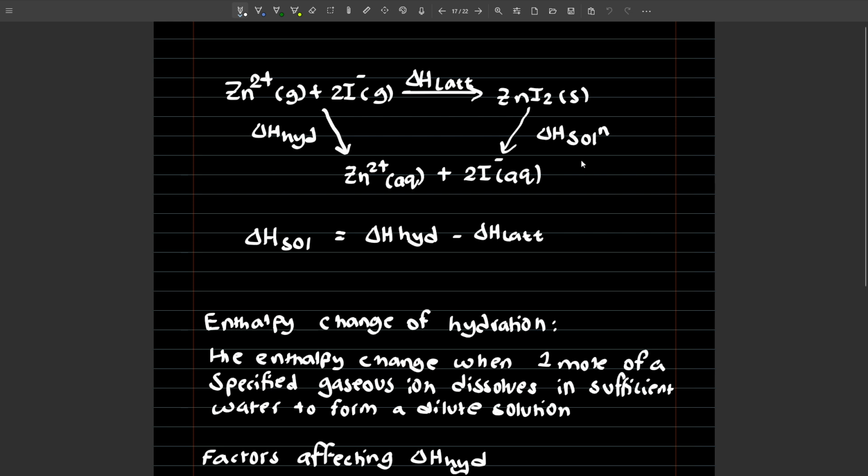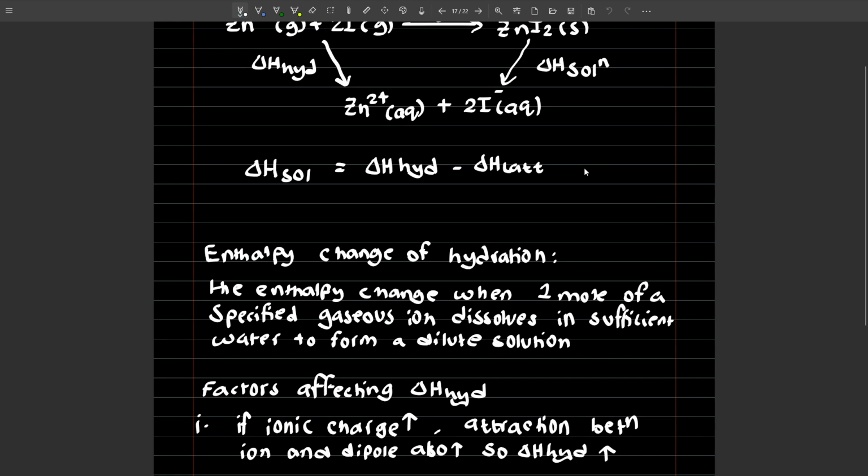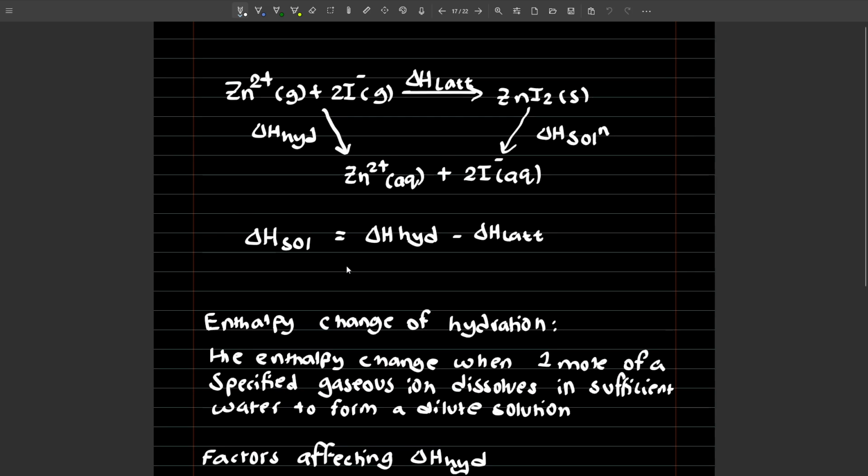And for enthalpy change of solution, we are doing the same thing. We are going into the ion which is in its aqueous state. However, we are going from the solid ionic compound. Now, using this as a cycle, we can form this equation, which is enthalpy change of solution equals enthalpy change of hydration minus enthalpy change of lattice energy.